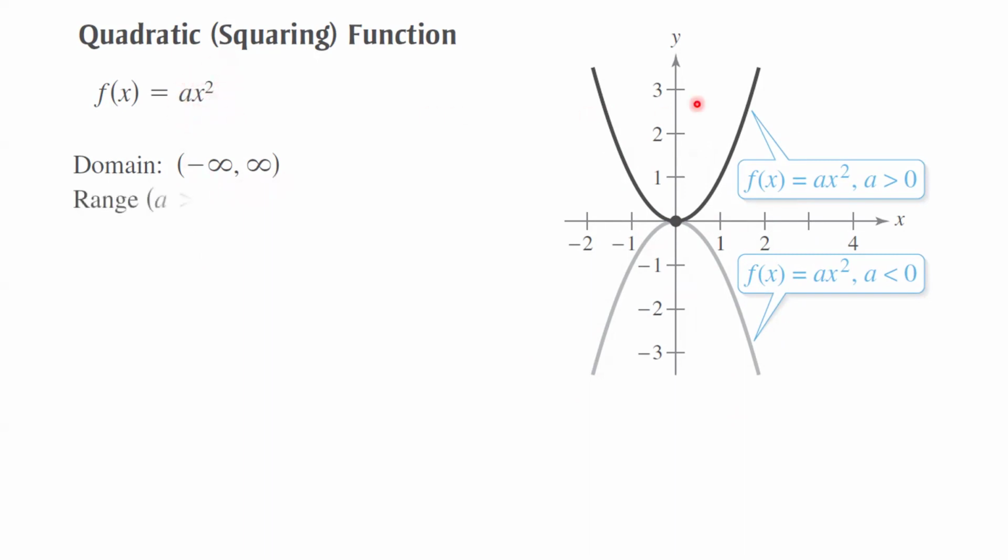What about the range? If a is positive, the range starts from 0, goes to positive infinity. So half closed interval, 0 to positive infinity. What if a is negative? If a is negative, the range starts at 0 and goes down. So you have negative infinity to 0, which is included. What about the intercepts? Both of them happen at the origin.